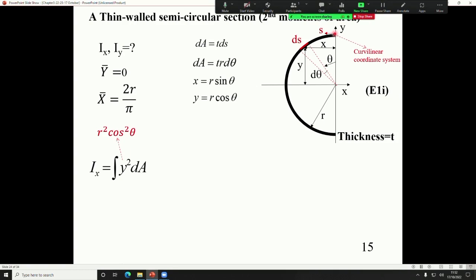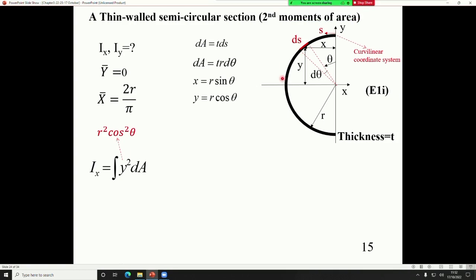So this is theta equal to 0. Can somebody tell me what theta is equal to for this point? 90 degrees. And what is theta equal to for this point here? Usually for your polar coordinate system, you've done so far, x was your origin, so you measure theta anticlockwise from the x-axis. In this case, it's from the y-axis anticlockwise. So y is equal to R cosine of theta. So y squared is R squared cosine squared theta. dA is equal to t R d theta.